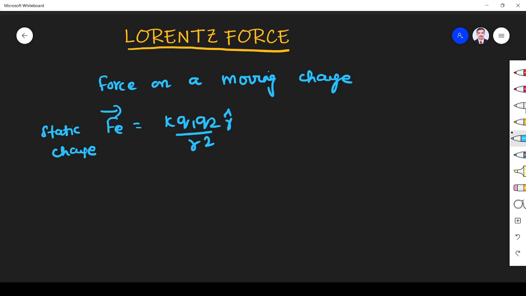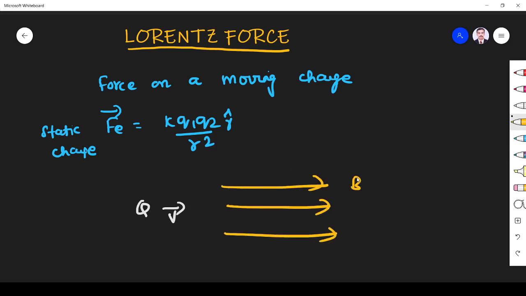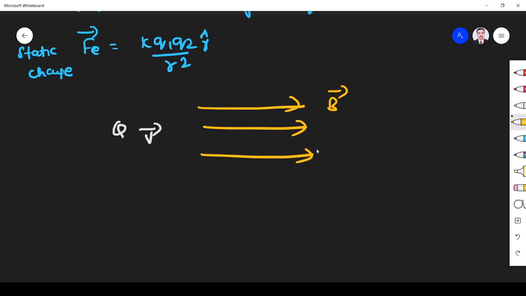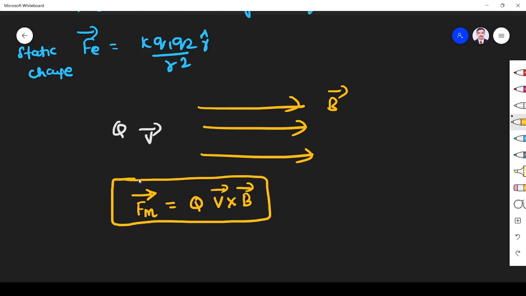Let us assume that we have a charge Q moving with the velocity v vector in a magnetic field B. If our charge Q is moving with the velocity v in magnetic field B, the force experienced by the moving charge is known as the magnetic force, because a moving charge will experience a magnetic force. It is given by Q into v cross B vector. It is not a simple product, it is a cross product, a vector product.